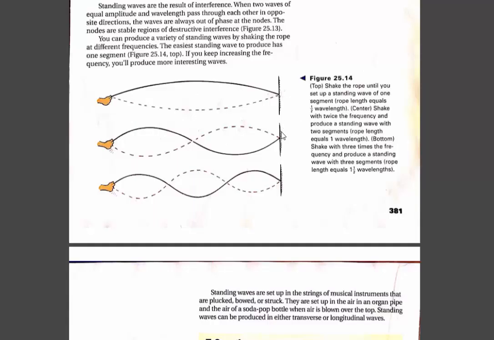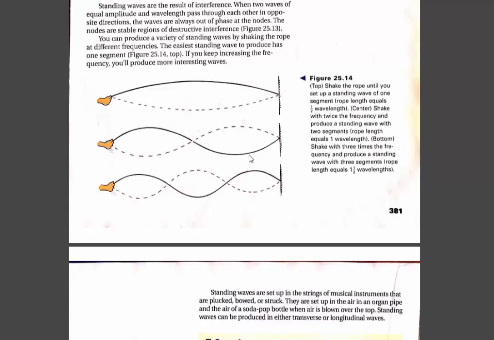The center picture now, you're shaking it faster at twice the frequency. You produce a standing wave with two segments. So let's trace this one out. We have a crest and a trough. Trough and a crest. So that's a full wavelength. Okay, here's the node in the middle where it's not moving. Here's an antinode where it's going up and down a lot. Here's another antinode where it's going up and down a lot.